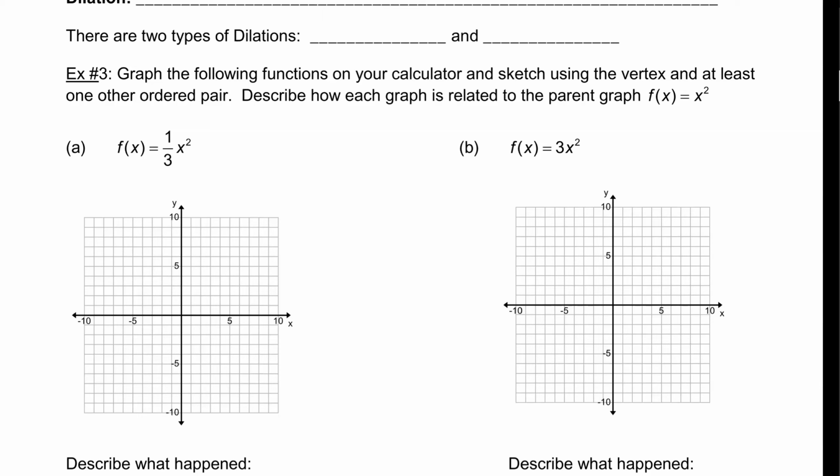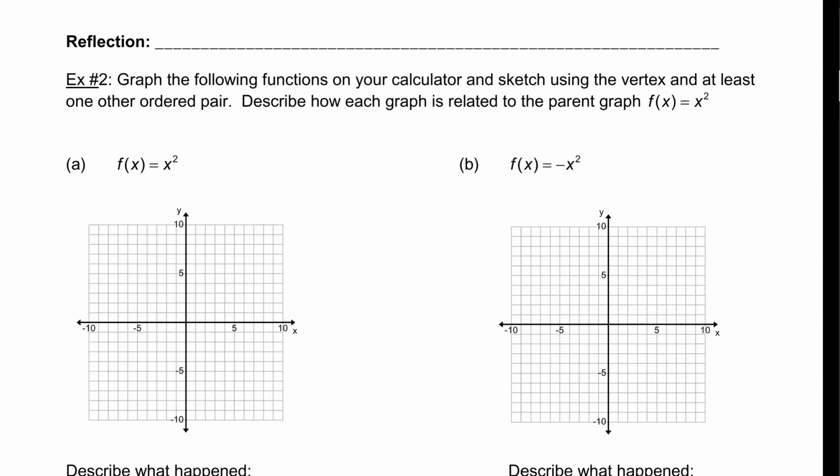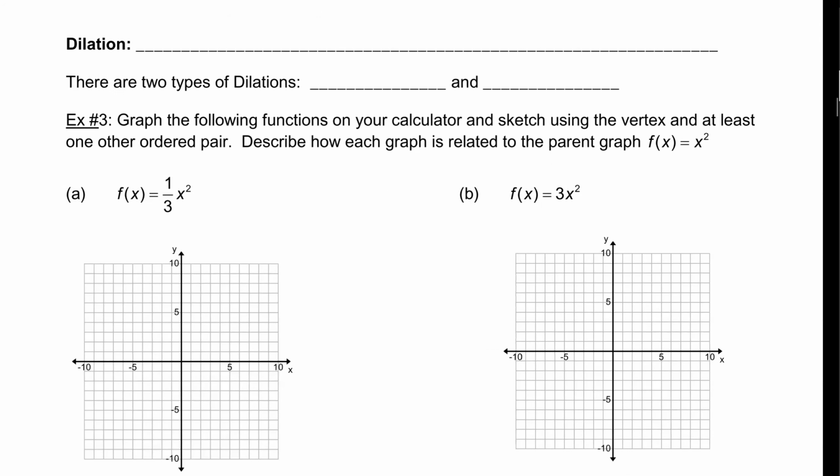Right? So we're dealing with transformations. We're changing our function. A translation just translates. It just moves it up, down, left, or right. You can have a reflection, which causes it to flip across. It's a mirror image. And lastly, you can have a dilation.